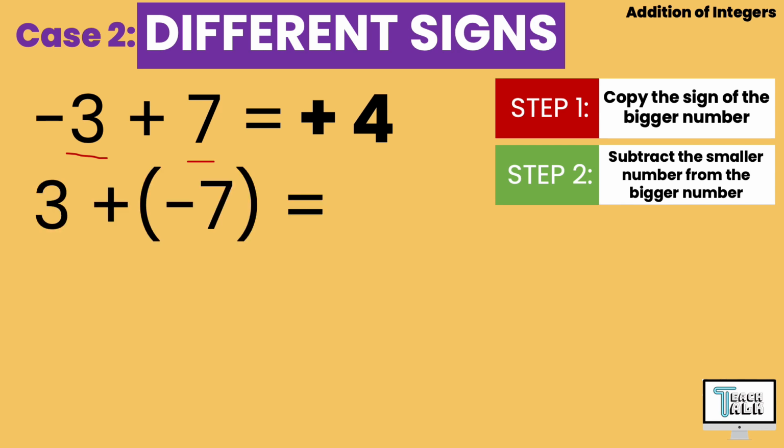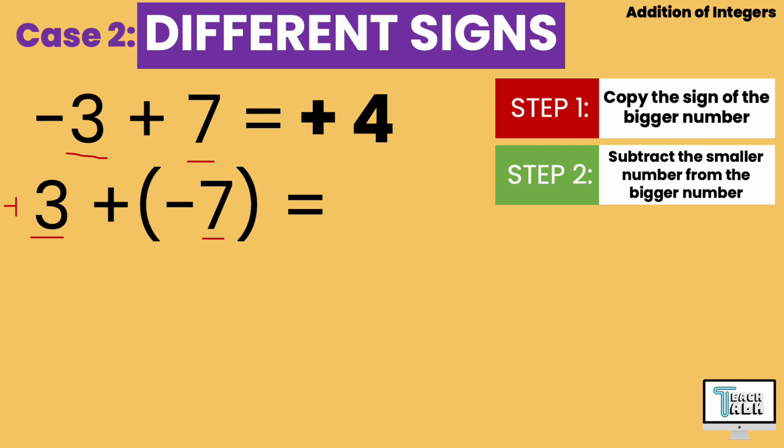So, the answer is positive 4. Another example, how about this? 3 plus negative 7. Ano ang sign ni 3? Positive. Understood to be positive. Ano ang sign ni 7? Negative. Right? Since magkaiba ang sign nila, positive si 3, negative si 7, so ang susundin natin is yung case number 2 na different signs.